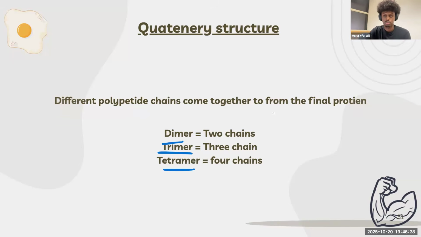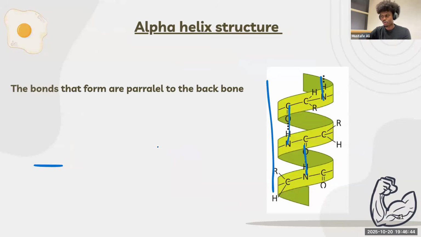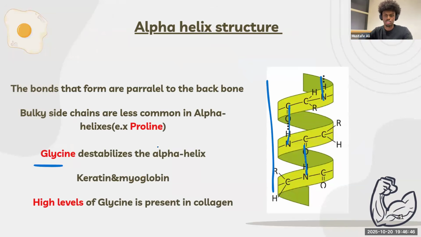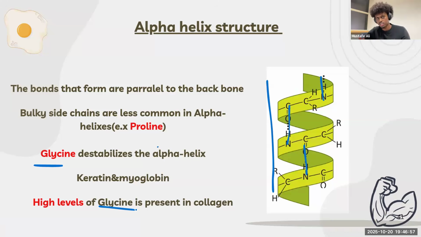What about the collagen triple helix? Okay, this was a point that I mentioned on this slide right here. All I want you to know about the triple helix structure of collagen is that inside of collagen, there is a high level of glycine. There is a bunch of glycine present, and because it is present, this is what makes it different from an alpha helix.